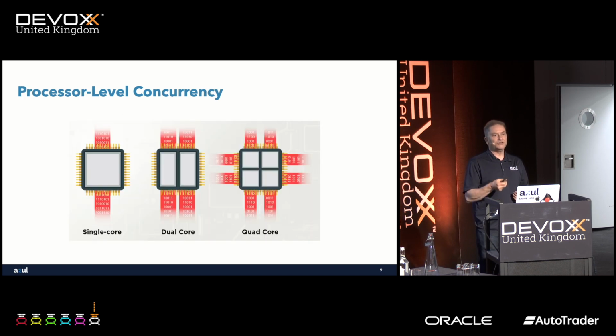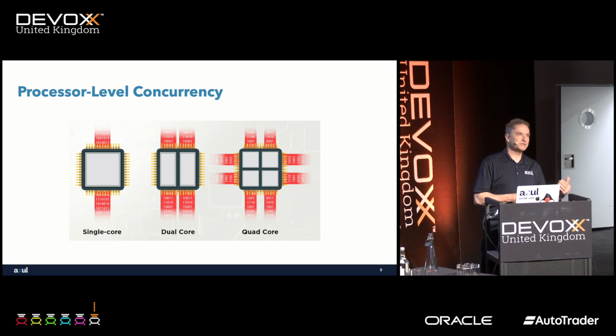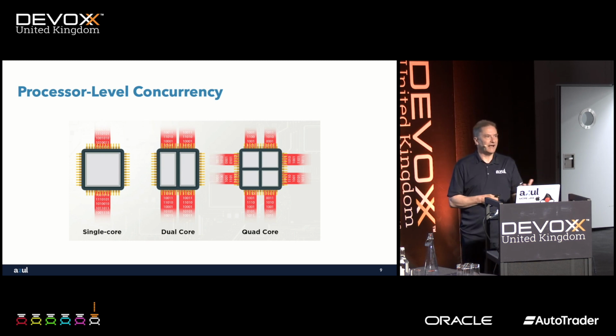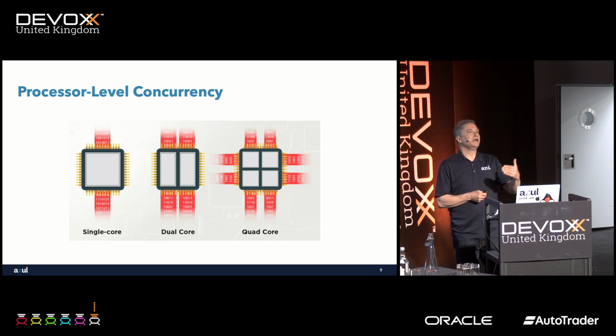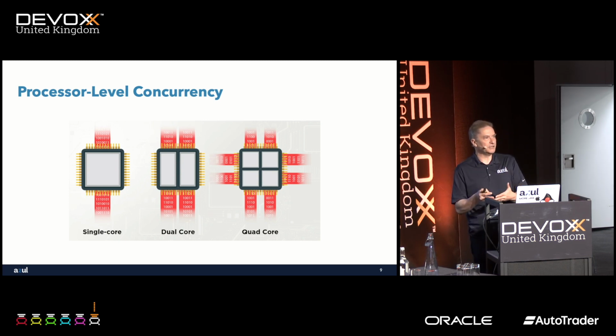And then if we drill down to the third level, looking at the processor itself, then we could say if we've got a single core processor, then we can only execute one thing on there. So we can do concurrency by time sharing. We could have dual core or quad core, and that will enable us to have both concurrency and parallelism.